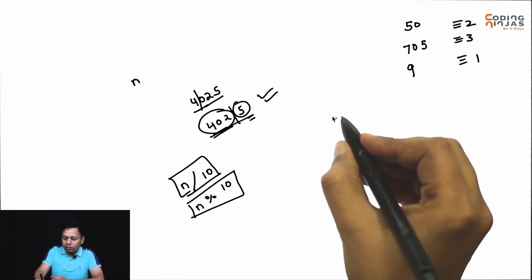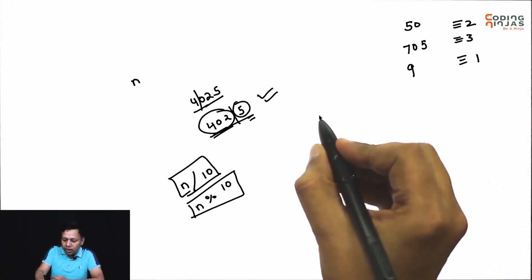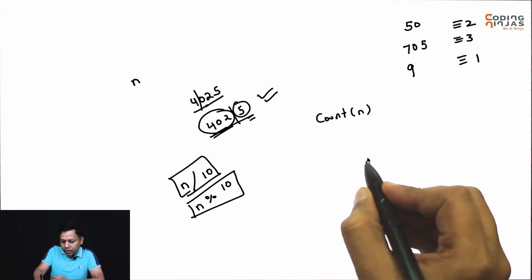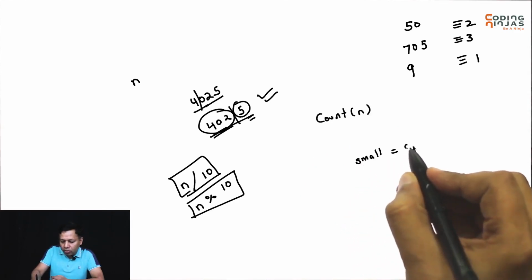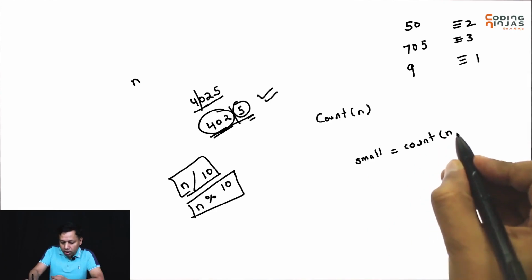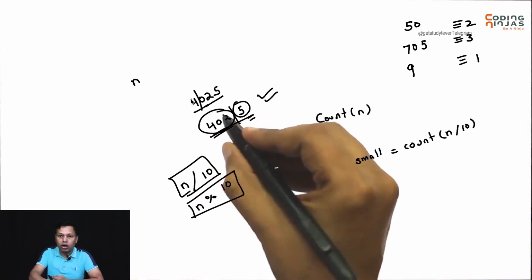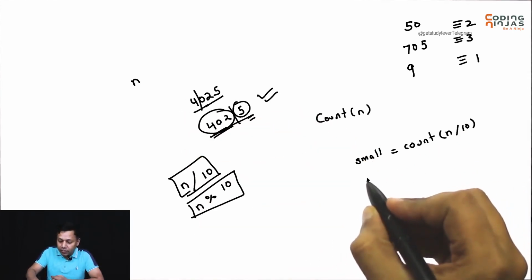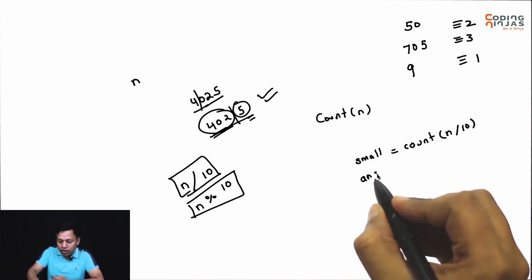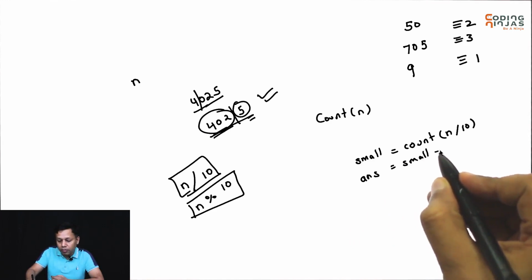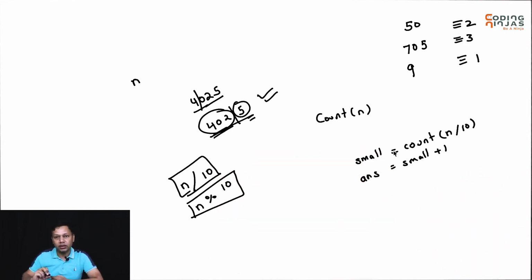Alright, so my code would be something like this. count(n), and then maybe something like this: small equal to count(n divided by 10), so that I get 402 out of 4025, and the answer should be something like small plus 1, because there is 1 digit left.